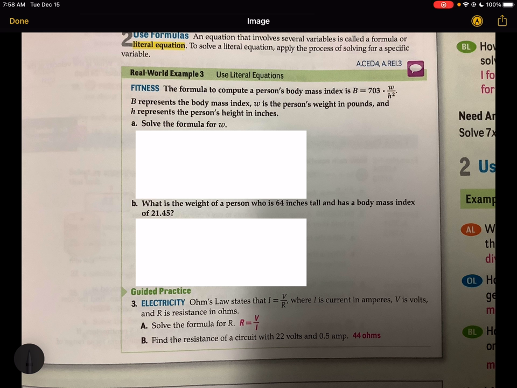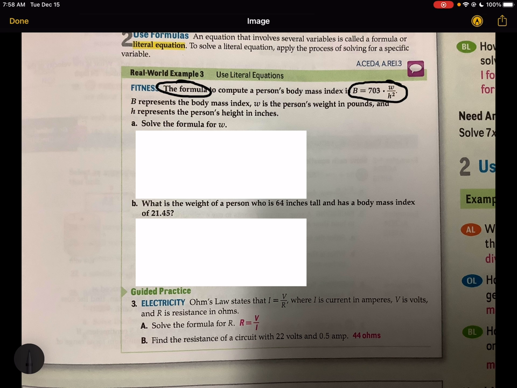the formula, which is what makes a literal equation, to compute a person's body mass index is B equals 703 times W over H squared. B represents the body mass index, W is the weight, and H is the height. So we want to solve for W.